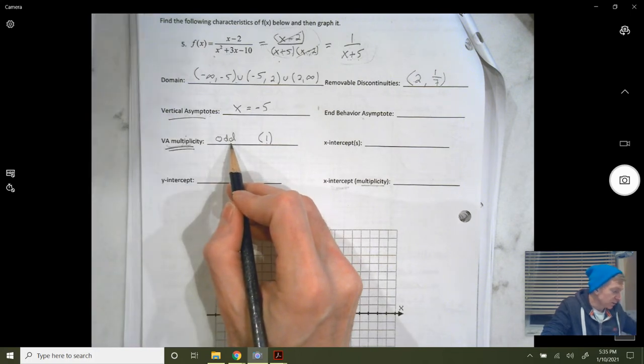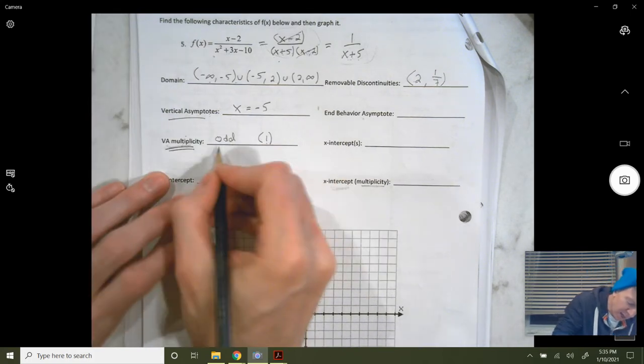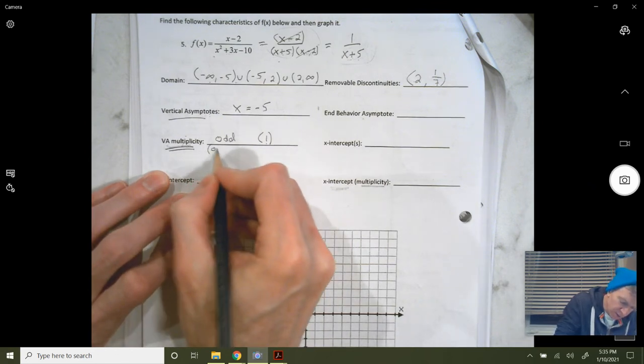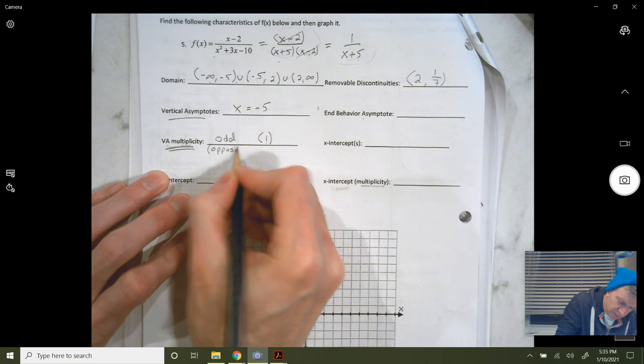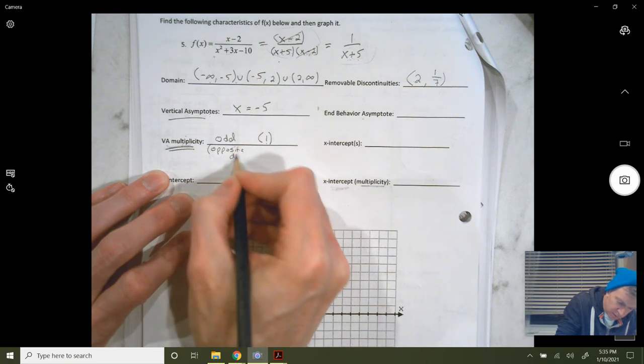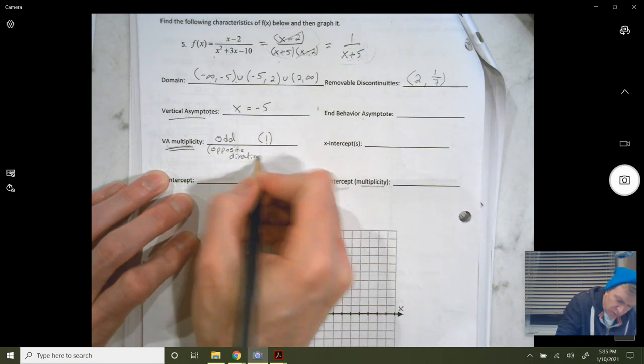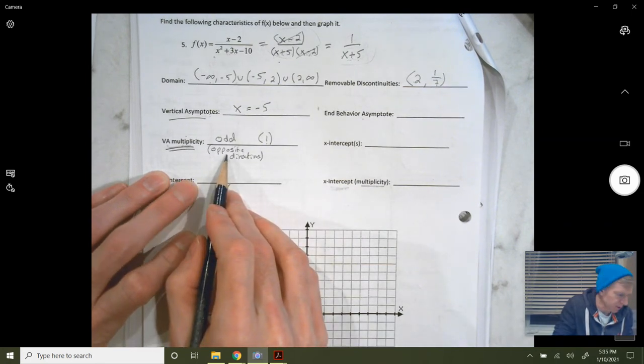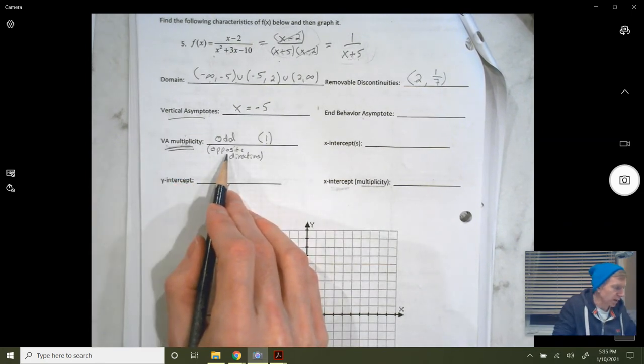I will tell you right now, what it means is if it's odd, it means your graph is going in opposite directions as you approach that asymptote. So from the right and from the left. Once we draw it, I'll show you what that means. And that might not make a whole lot of sense right now.